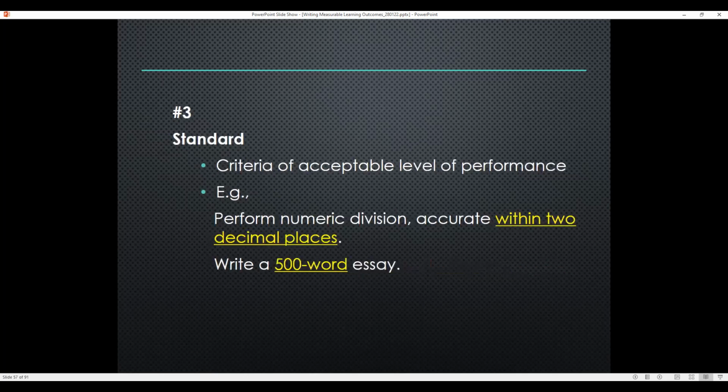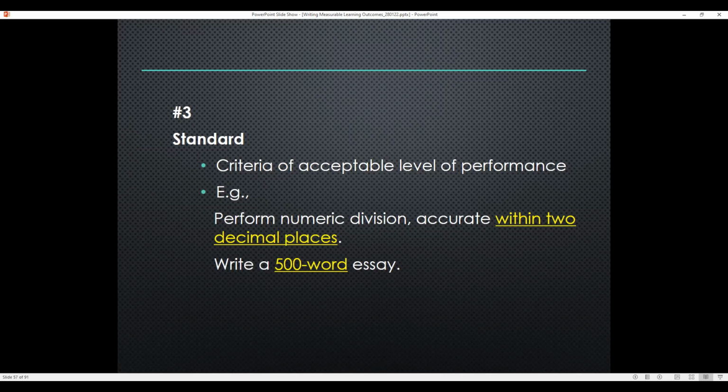The third one is the standard. What standard are you looking for? What does that mean? What is considered acceptable, the level of performance. So you want them to know how to calculate something, numeric division. You can calculate numeric division, but it has to be accurate within 2 decimal places. So if they give you 1 decimal place, that means they still have not fully achieved the learning outcome.